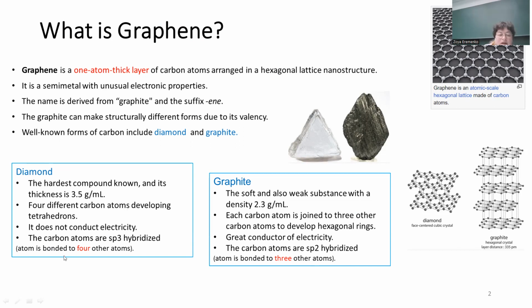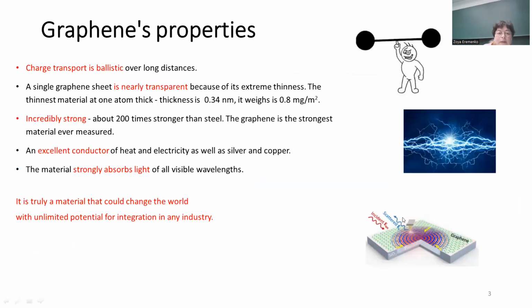properties. For example, diamond's atom is bonded to 4 other atoms, and graphite atoms are bonded to only 3 other atoms, like shown in this picture. Graphene's properties are very unusual. You can see on this slide some main properties of graphene.